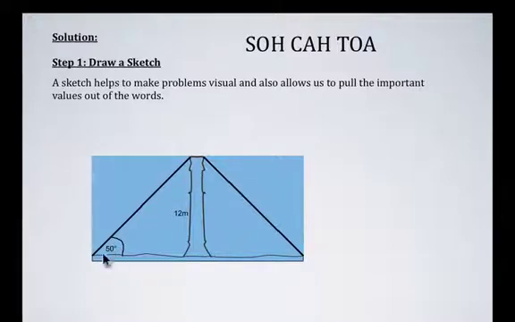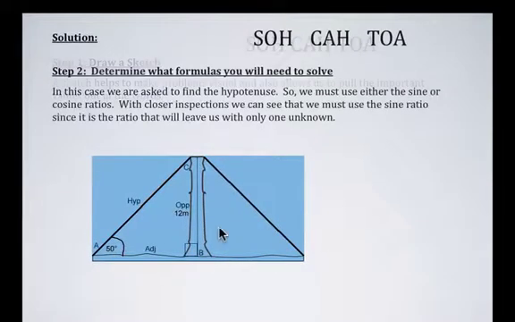So now what we can identify here is a right triangle, and we'll draw that in with, here's our 90-degree angle. And we're told that we've got a 50-degree angle. The side opposite the 50 degree is the 12 meters. We're asked to find the hypotenuse of this right angle triangle, triangle ABC.